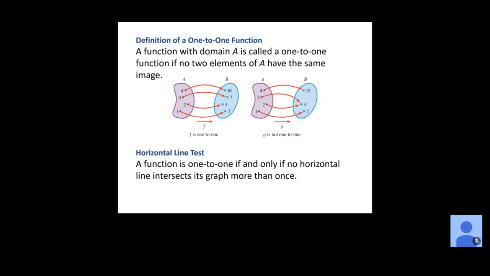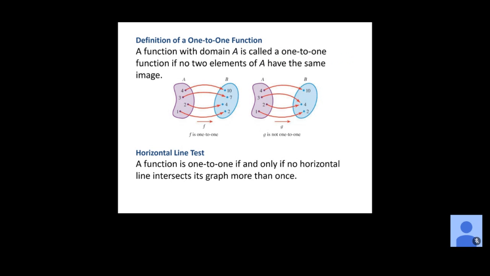So a function with domain A is called one-to-one if no two elements of A have the same image. Okay, so in this case, we're basically looking at the domain values here. Every value needs to map to exactly one distinct value in the range. Okay, so for every x, we're going to map to a distinct value in the y values.